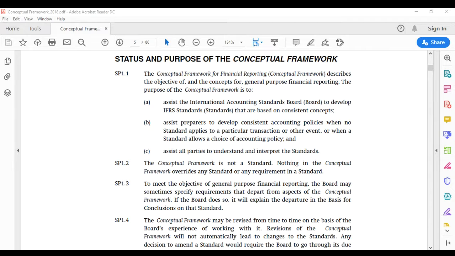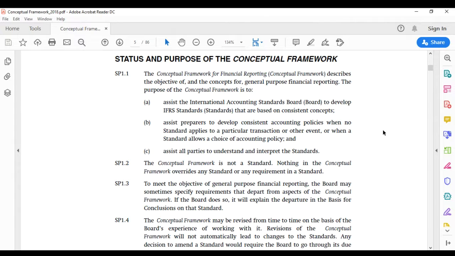Okay, so let me maybe make this larger again. When it comes to the status and purpose of the conceptual framework, I'm not going to read this whole document with you. We're just going to go through the highlights here.